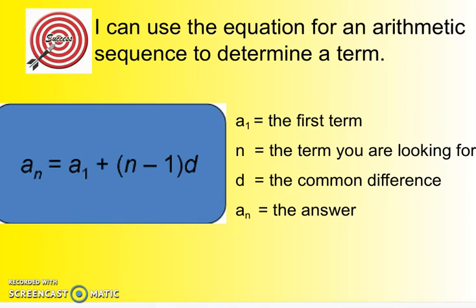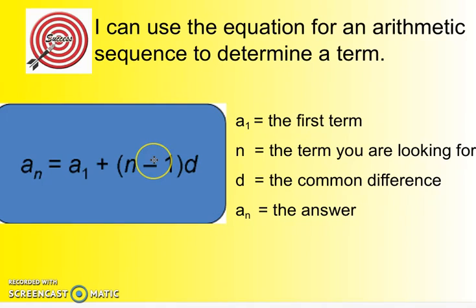Well, in the past couple videos, we talked about how arithmetic sequences are sequences that have a common difference between the terms. And today, we are going to be looking at a formula that helps us figure out what the value of, well, any term is in that sequence. And so this is our formula: a sub n equals a sub 1 plus, in parentheses, n minus 1 times d.